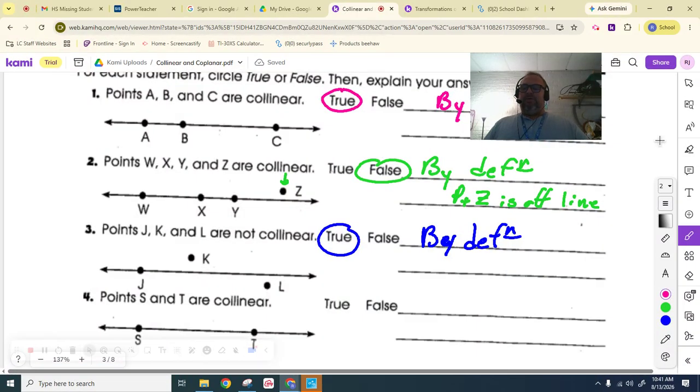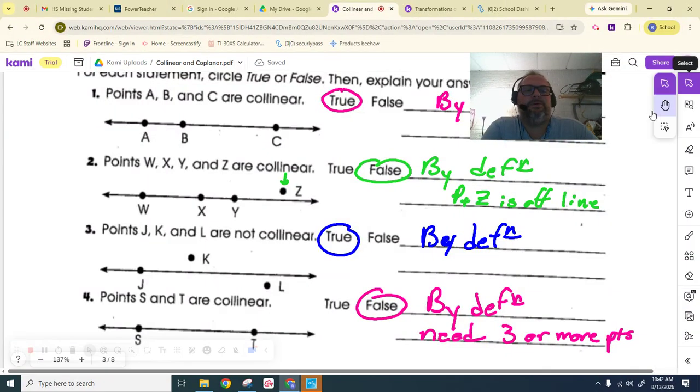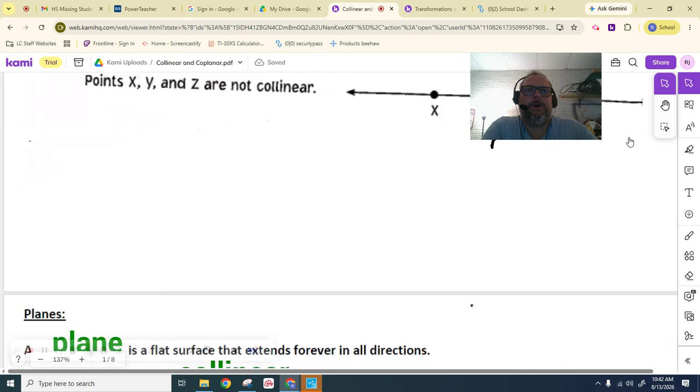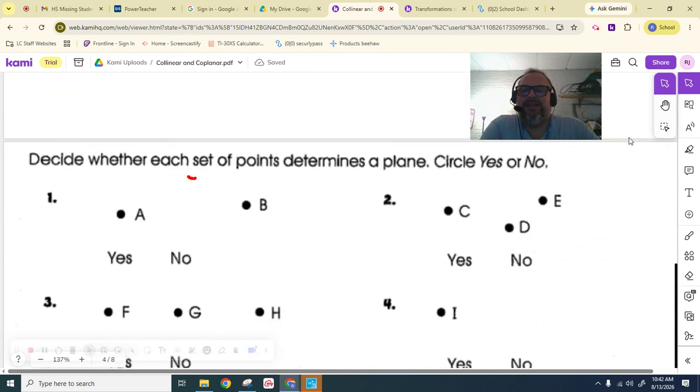Points S and T are collinear. Hang on. False by definition, but why? You need 3 or more points. You didn't know that? No, I did not pay attention to that part. I just didn't see another one, so I went on the outside. It's all right.